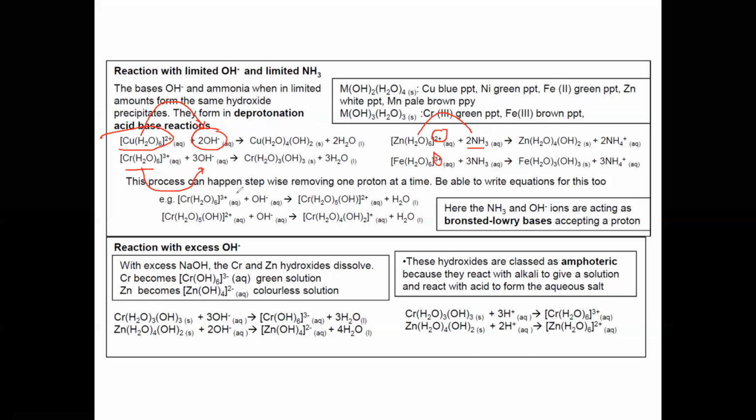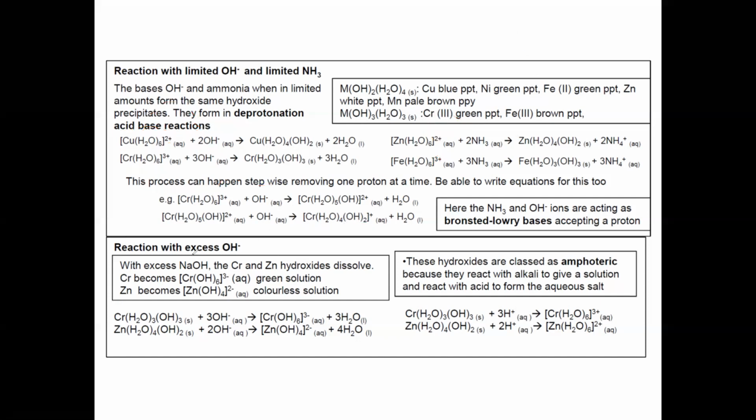And this process can happen stepwise, removing 1 proton at a time. Like chromium as an example: first chromium will lose one proton, then it will lose its second, and then its third, and form the complex which has no charge. If there is no charge on the complex, then it is known as the precipitate. You have to learn the colors for each precipitate.